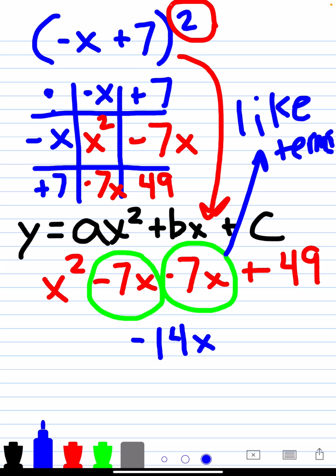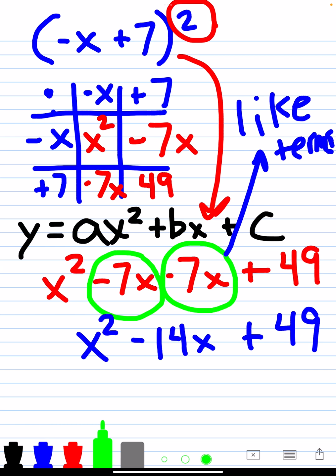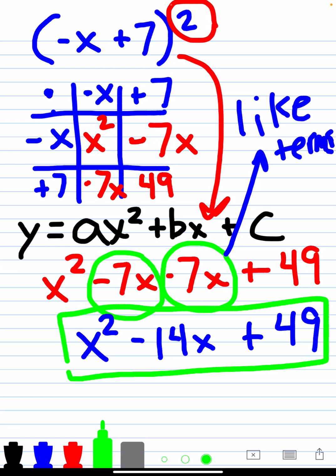So now I'm going to carry everything down. x squared, minus 14x, plus 49. So this now is converted into standard form, and this is our answer. x squared minus 14x plus 49. What is important is that we had to carry the signs. We're going to go over this again in class, but this is how we convert vertex form into standard form using the box method, the tic-tac-toe method, okay?